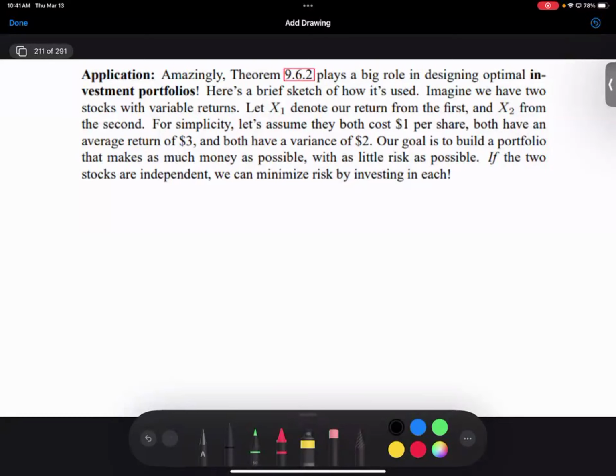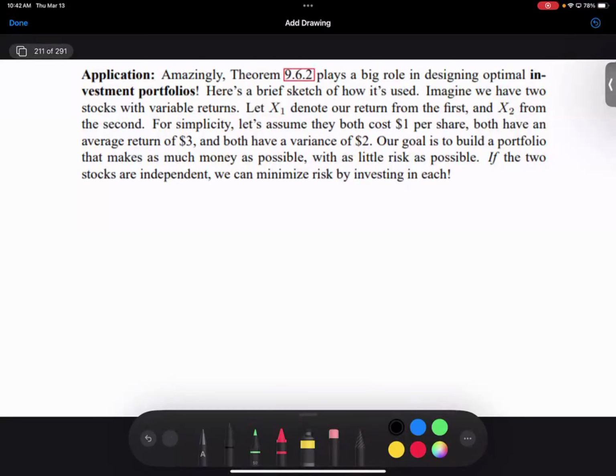So the question is, what's the best strategy for a university or a college? They're going to be around for a while. They might be willing to take more risk because they can afford a few bad years. So let's consider the situation where we have two stocks, X1 and X2. They both cost $1 per share, they both have the same average return of 3, and they both have a variance of 2. We want to build a portfolio that makes as much money as possible with as little risk as possible. I realize these are competing influences. How should we do this?